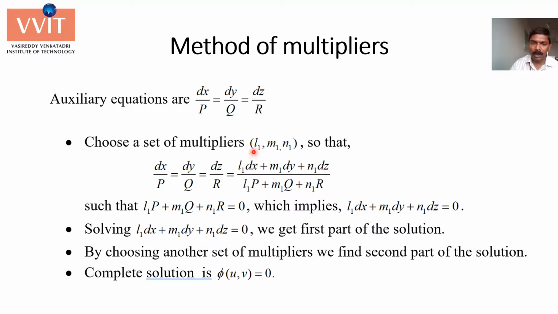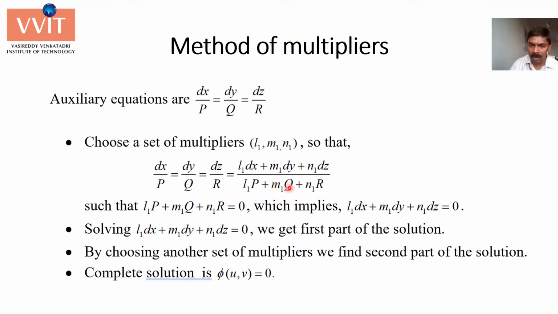You have to choose multipliers L1, M1, N1. These L1, M1, N1 may be constants or functions of x, y, z. So we have to prepare a new member L1 into dx plus M1 into dy plus N1 into dz by L1 into p plus M1 into q plus N1 into r. And what is important is we have to choose L1, M1, N1 in such a way that this denominator part gets 0, such that L1p plus M1q plus N1r equal to 0.